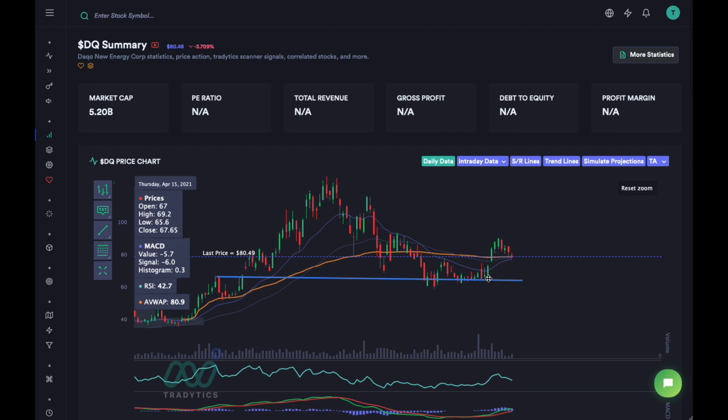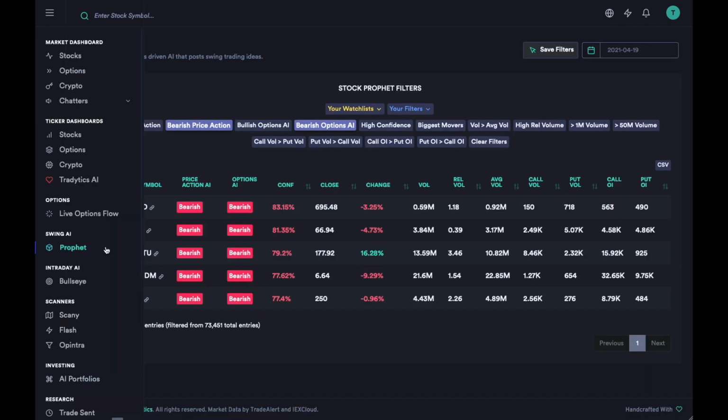So again, these were two examples where the trade ideas did not work. I think the remaining ones worked very well. So I'm going to talk about them in the next video.